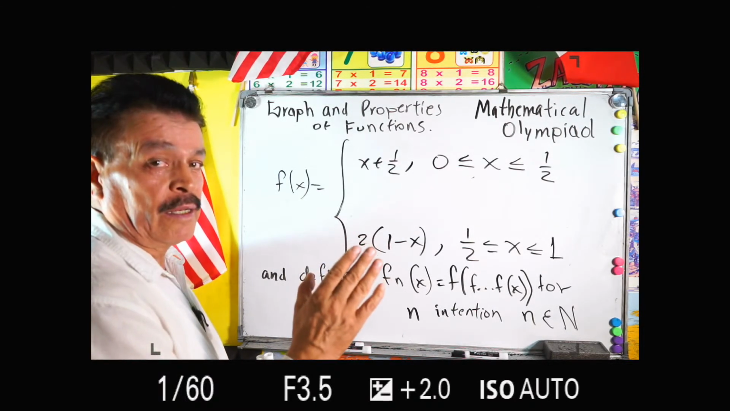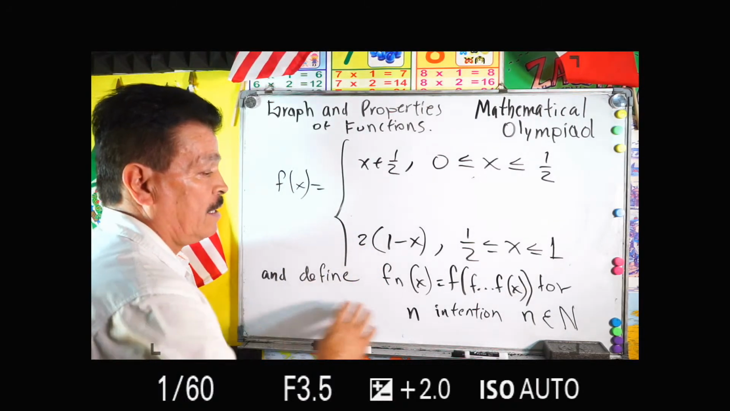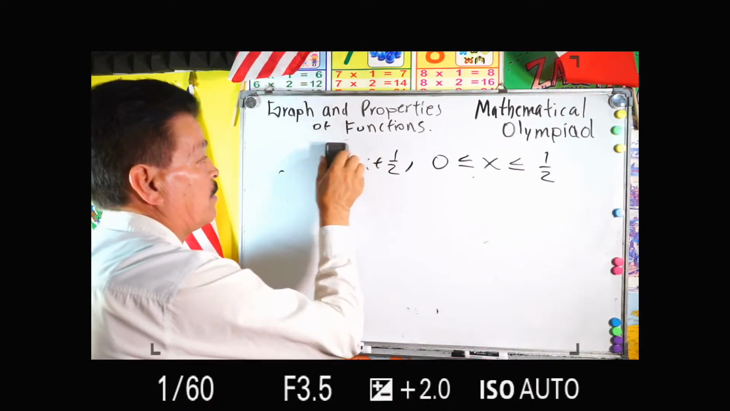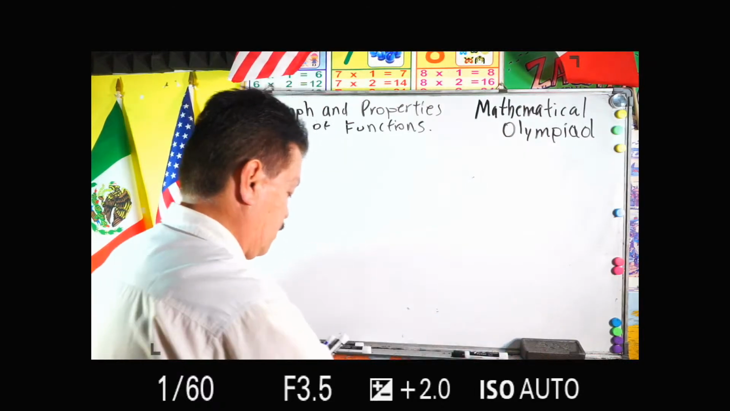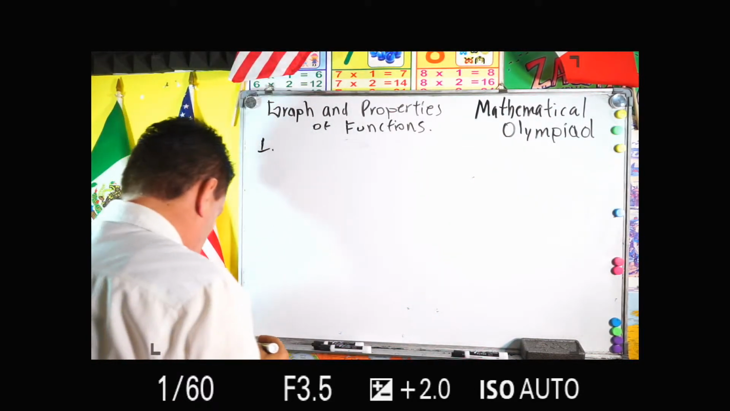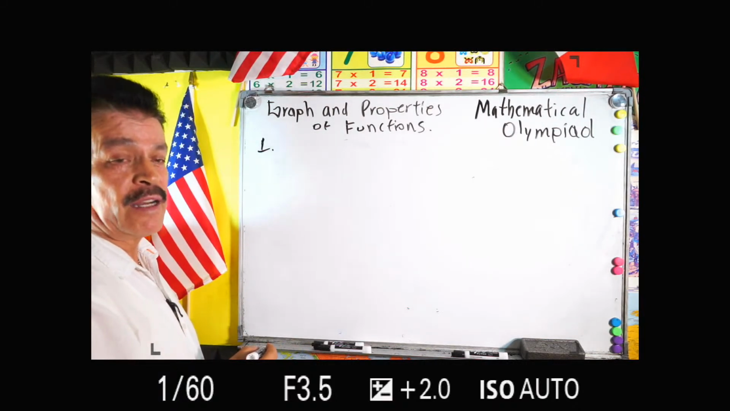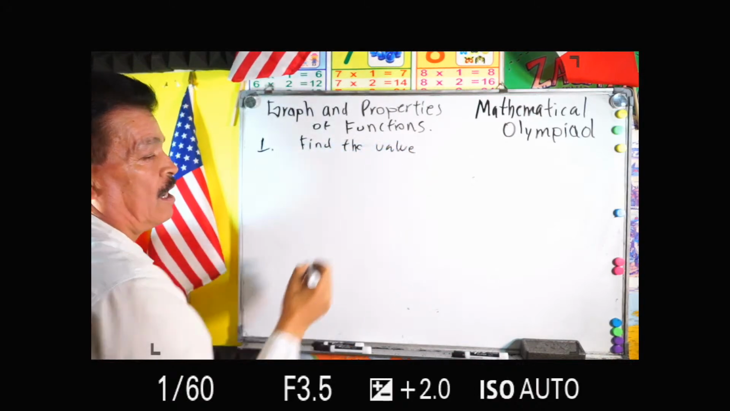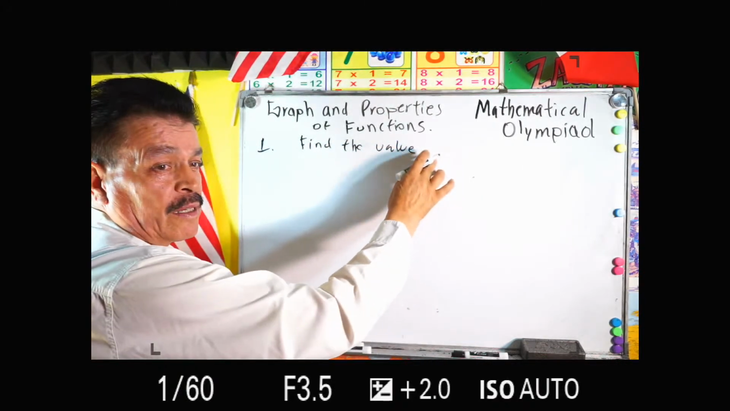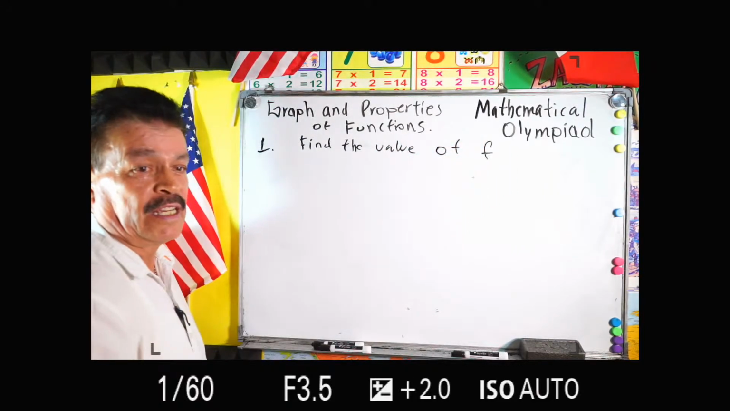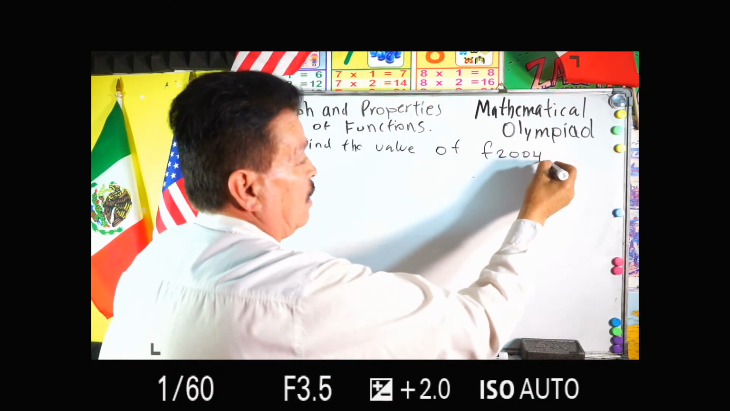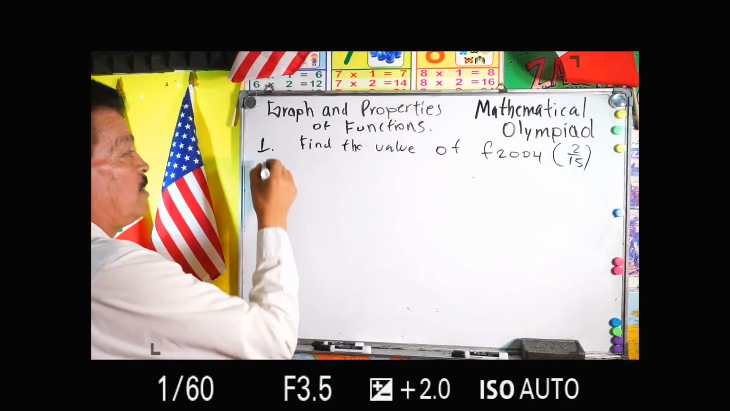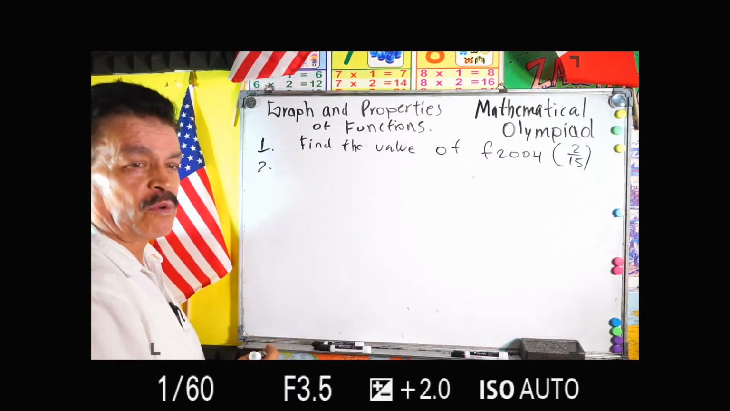I will write 2 questions about this problem. All right. Let me erase it here, and then let me write the questions about this problem. So the first question. First question is find the value of f_2004 of 2/15. Okay, it's the first question.